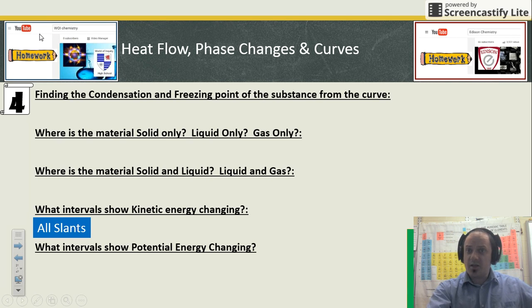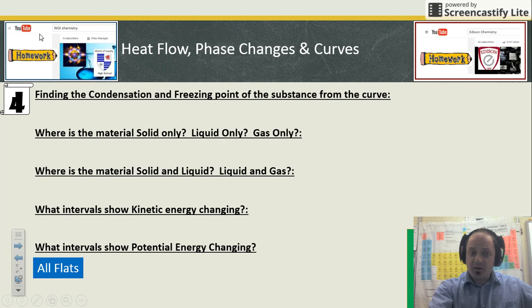Kinetic energy changes equals temperature changes. So read the graph's axes, and you can infer this answer. And potential energy changing is where the flats are. So memorize the flat is where energy of position is changing. Potential energy is energy of position. So the flats are showing you potential energy changes.